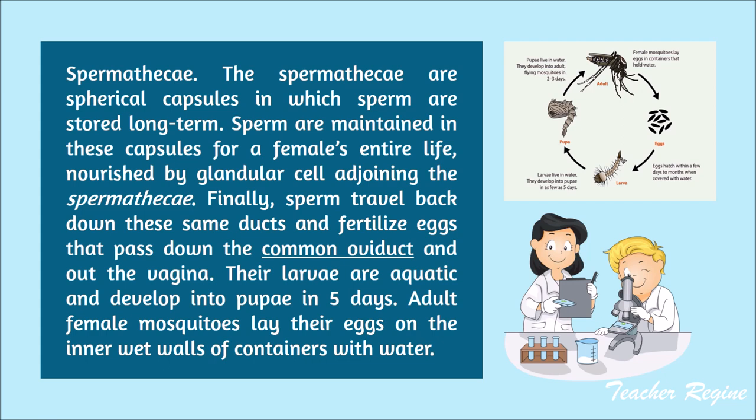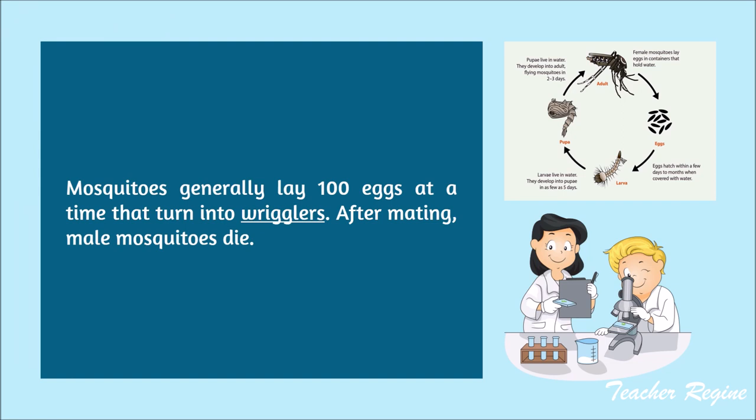Finally, sperm travel back down the same ducts and fertilize eggs that pass down the common oviduct and out the vagina. Their larvae are aquatic and develop into pupa in 5 days. Adult female mosquitoes lay their eggs on the inner wet walls of containers with water. Mosquitoes generally lay 100 eggs at a time that turn into wrigglers. After mating, male mosquitoes die.